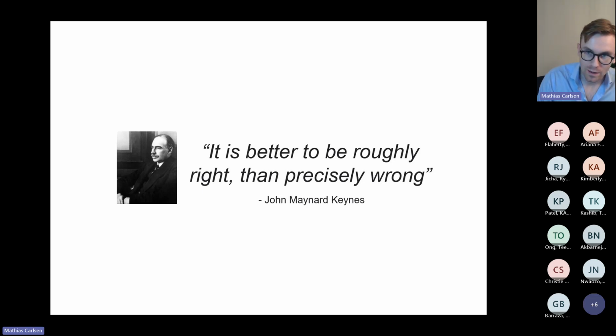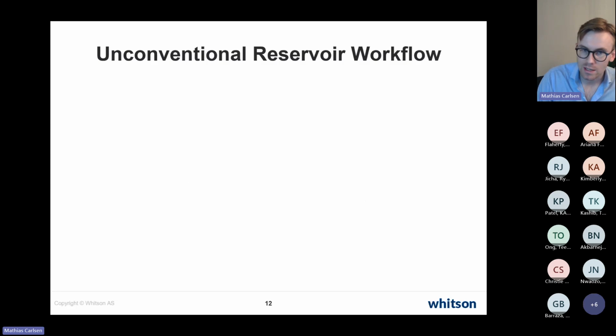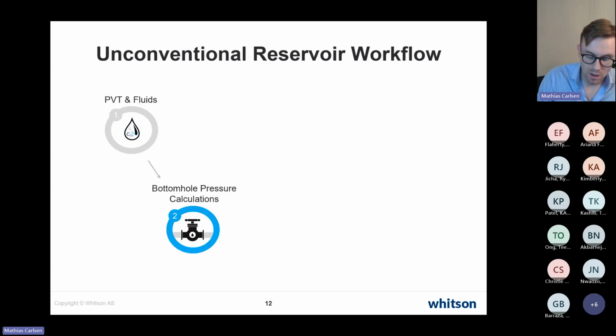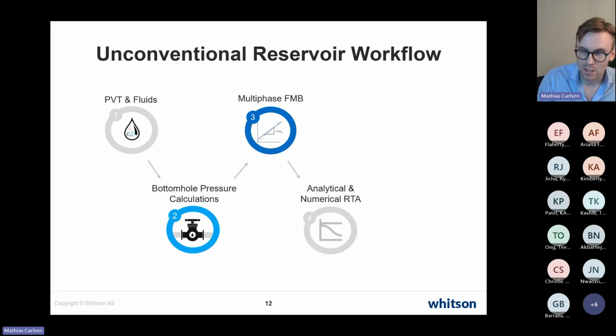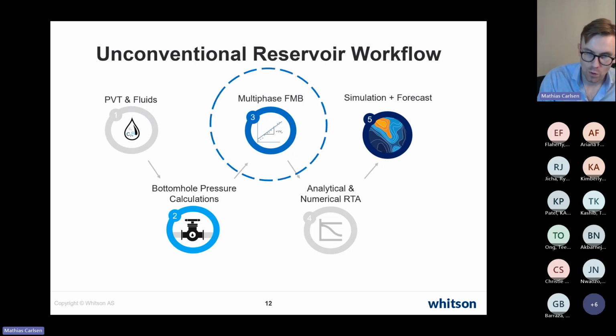And if you look at it in a little bit broader context, after you've gotten PVT and bottom wall pressures, you can do this exercise, and downstream from that, that's typically when we do RTA and simulation exercises. So it's this step right here. That's what we're going to focus on today, and we're not going to talk about much of the other things. There are dedicated courses for that.